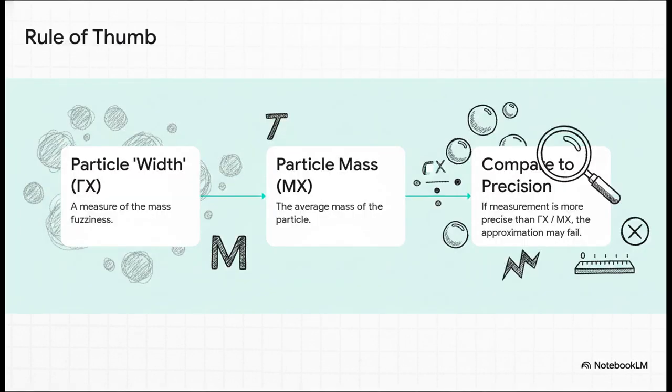And lucky for us, physicists have a really handy rule of thumb for this. It's a simple check. First, you find the particle's width, which is represented by that Greek letter gamma, and it's just the technical term for its mass fuzziness. Then you find its average mass. If the precision of your measurement is better than the ratio of those two numbers, the width divided by the mass, then you're in the danger zone. The shortcut is probably going to fail you.